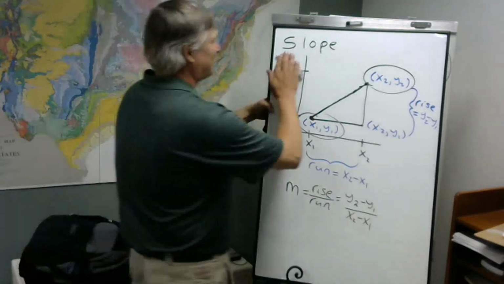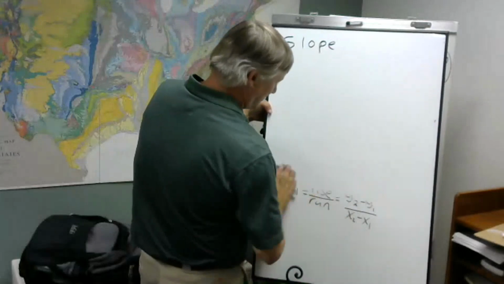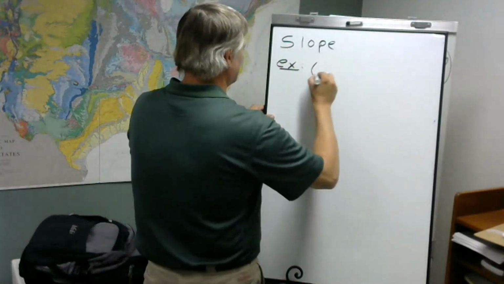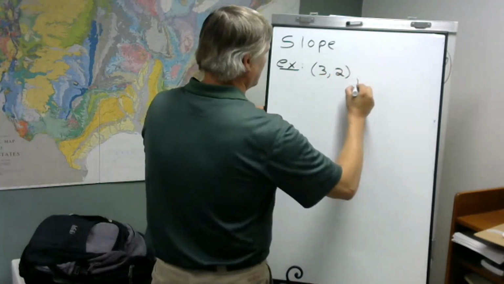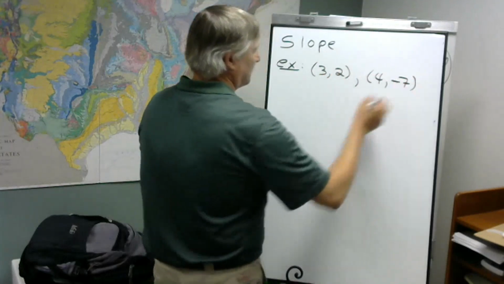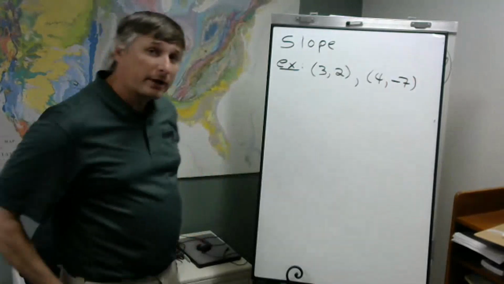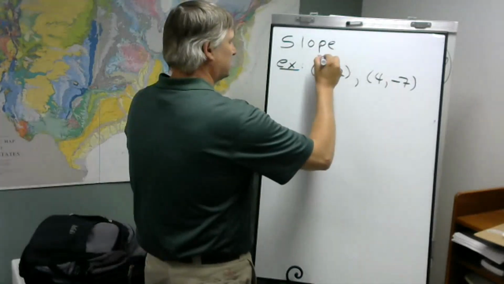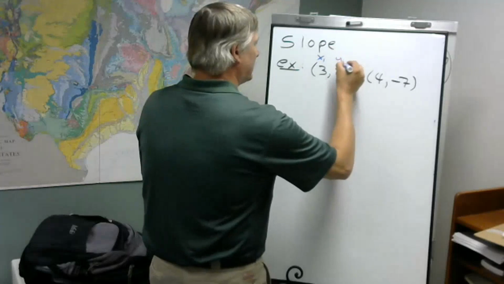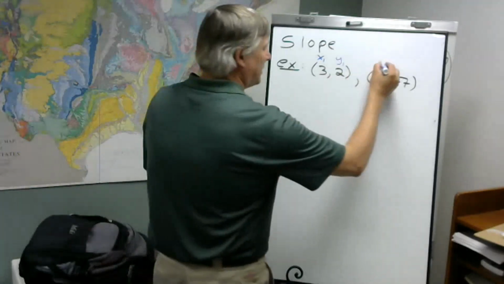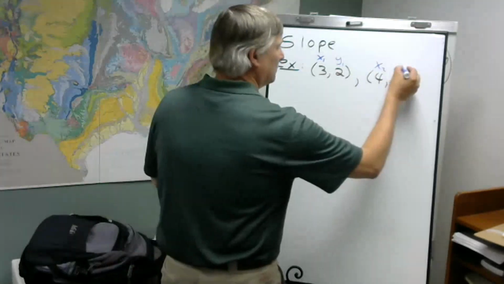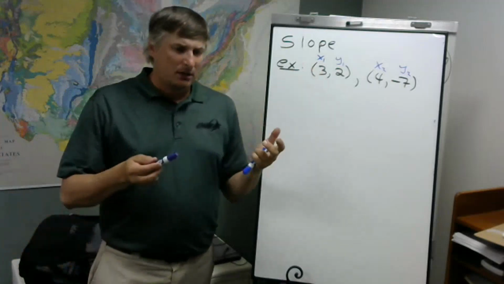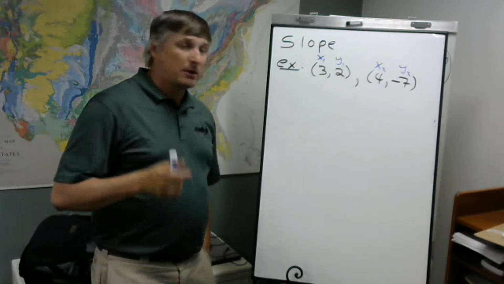So let me give you an example. Let's say these are our 2 points. What I recommend doing is labeling them. So let's call this the first point. So here's the x-coordinate of the first point and the y-coordinate of the first point. X-coordinate of the second point, y-coordinate of the second point. And this is important because we use our formula. We don't want to mix up our first and second points. We want to avoid doing that. Otherwise, we'll get the wrong answer.